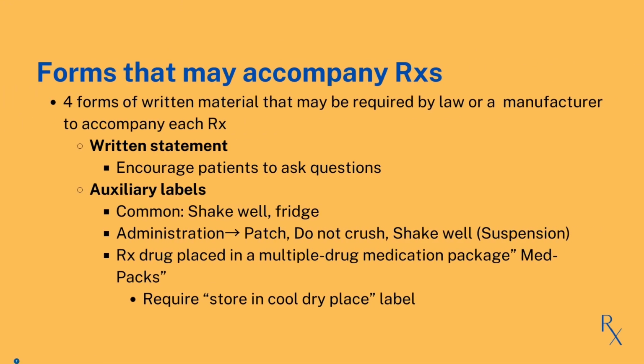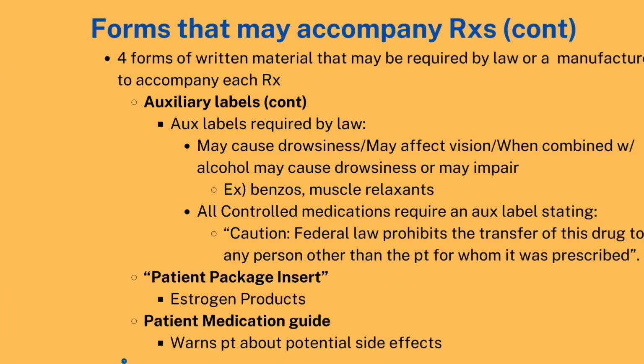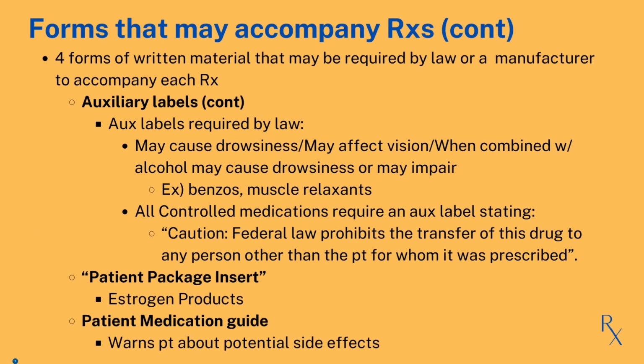Forms that accompany prescriptions. There are 4 forms of written material that may be required by law or a manufacturer to accompany each prescription. This includes a written statement, which encourages patients to ask questions, and auxiliary labels such as shake well, store in a cool, dry place. Auxiliary labels that are required by law are the labels may cause drowsiness, may affect vision, when combined with alcohol may cause drowsiness or may impair. Examples of these are benzos, muscle relaxants.